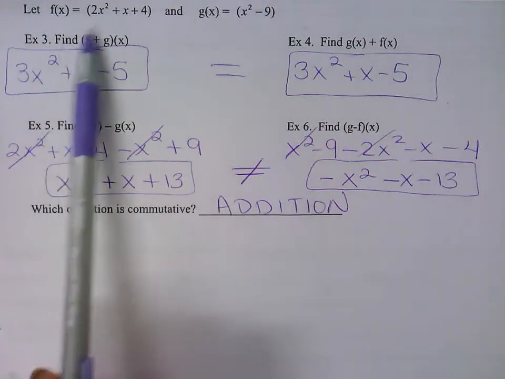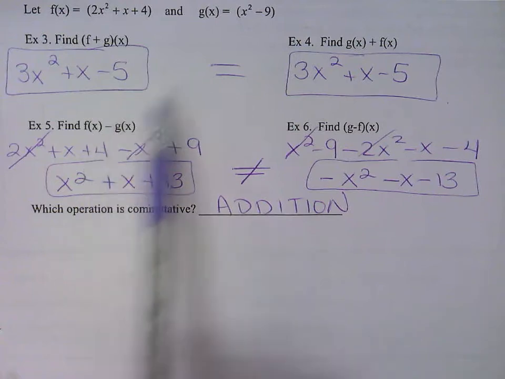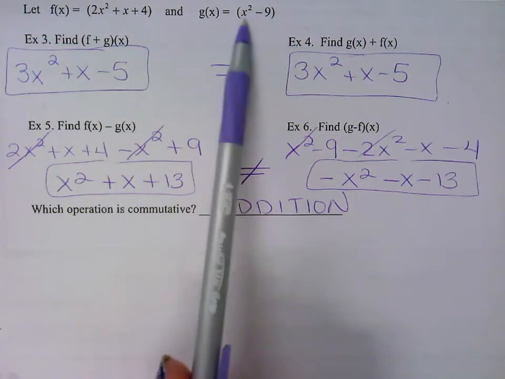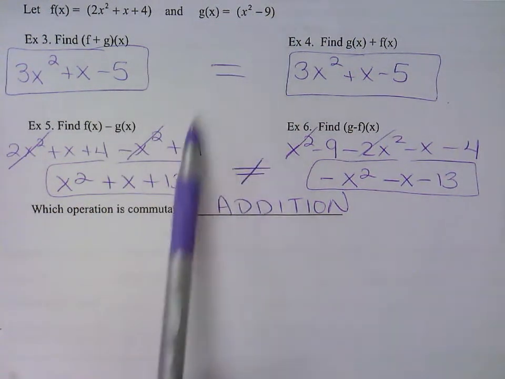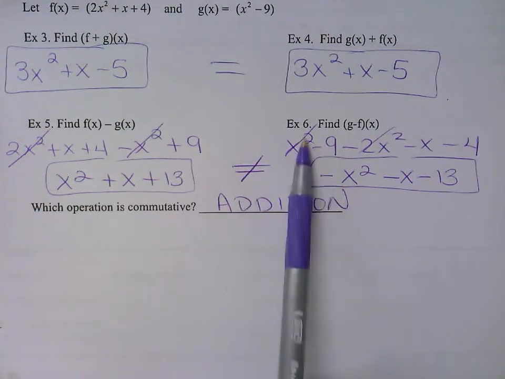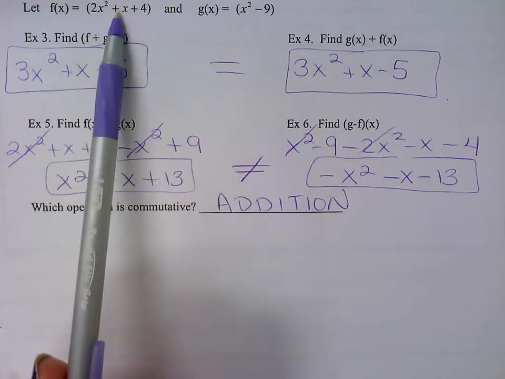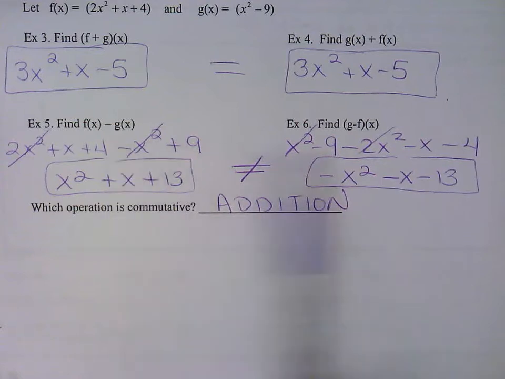So I wrote out 2x squared plus x plus 4, and then I'm subtracting this function. So it's minus x squared and plus 9. And then when I switch the order, I write my x squared plus 9 first, and I'm subtracting this entire function. So negative, negative, negative. That way I'm looking at them and I don't make the mistakes. To me, subtraction is harder for students because they don't want to take the time to distribute that negative sign. So this is called operations, and we're going to spend some time practicing it again tomorrow.